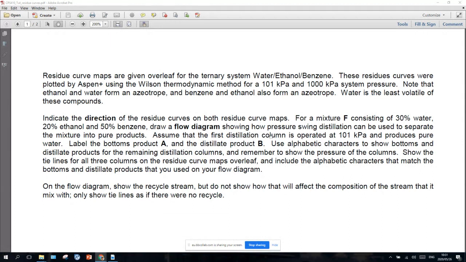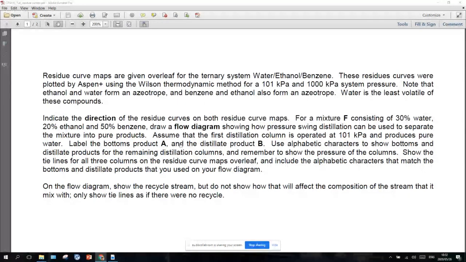So we can assume that the first distillation column is operated at 101 kPa and produces pure water. So that's a nice clue already, and that is not something that you can assume that you'll be getting in an exam.